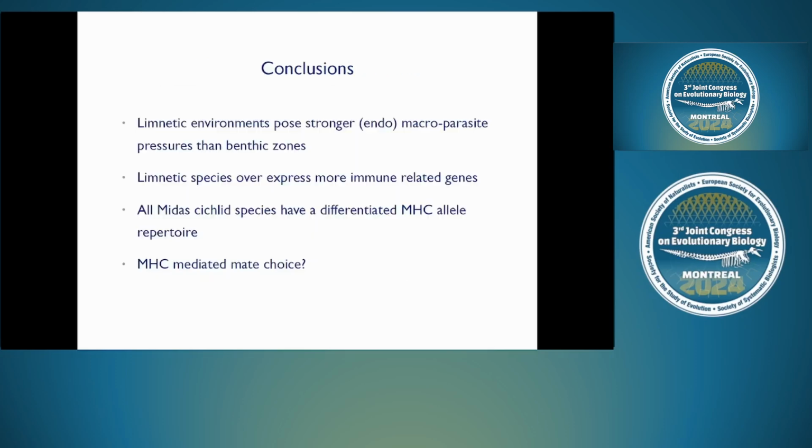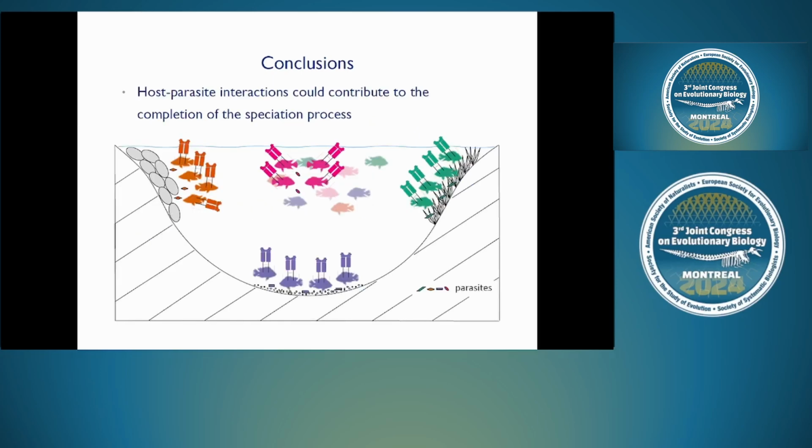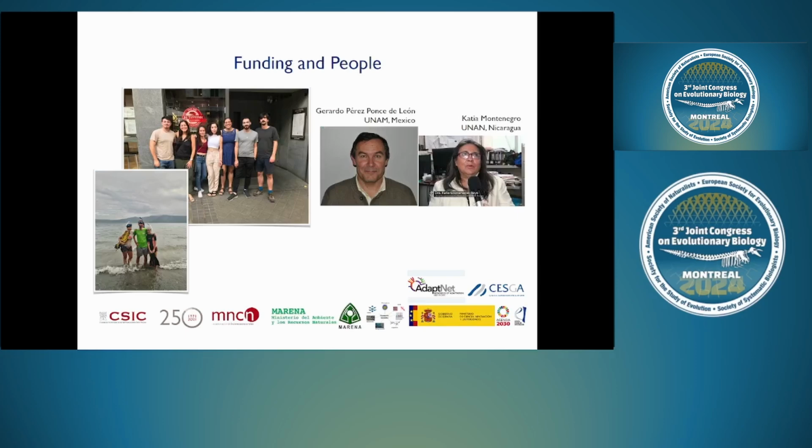So in conclusion, it looks like the limnetic region is imposing a very strong pressure in terms of parasites, and the fish are responding; the immune system of these fish is responding more strongly. And so this mechanism, where parasites associated with trophic resources and environments could be initiating, complementing, helping this speciation process. So with this, I want to thank the funding agencies, collaborators, and if there's time, I'll take questions.